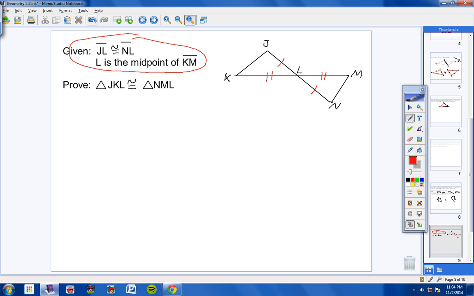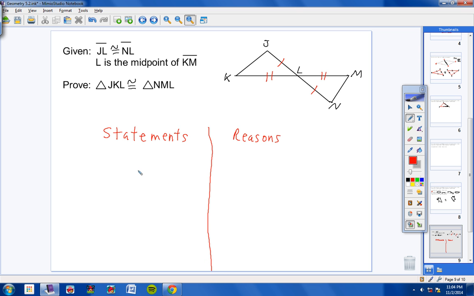Now here's what you do next. Next, you set up kind of a chart, okay? And you put the word statements right here. So go ahead and write the word statements. And then you write the word reasons right over here, okay? Reasons. There we go. Now, draw this down, draw this across, and here we go. What you do first is you always write your given over here. So we're going to write JL is congruent to NL.